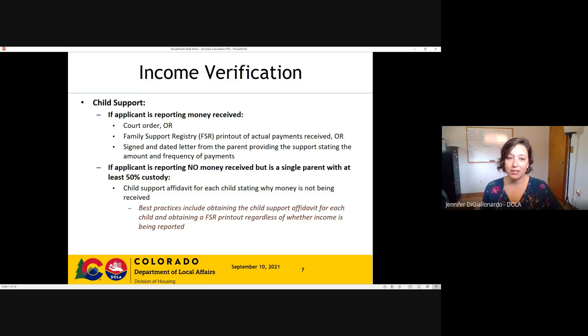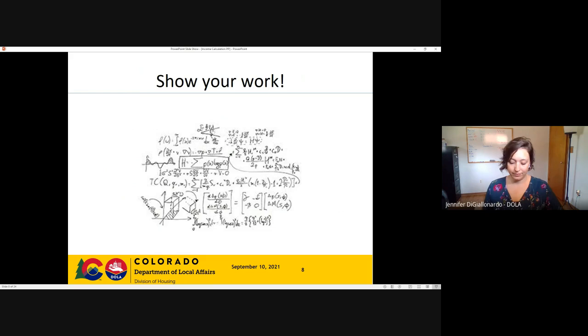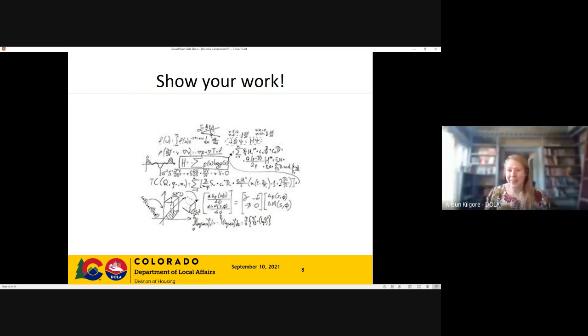And then just to reiterate this little blurb at the bottom, the best practice is to include the child support affidavit for each child and obtaining that family support registry printout, whether the income is being reported or not. Right. Just a brief pause before we go on to frequently missed income sources.